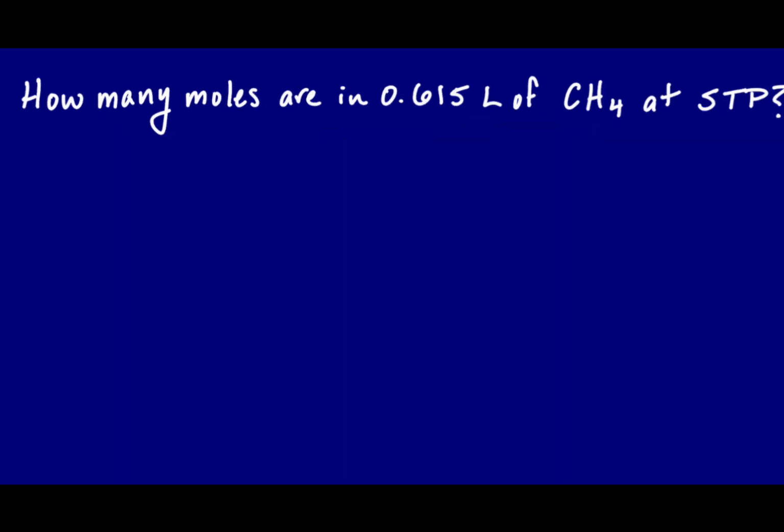Let's take a look at our last one-step conversion here. So our given value is going to be 0.615 liters of CH4 at STP, and we're looking to find the units of moles. So we have standard conditions for temperature and pressure, which allows us to use molar volume, so we're able to go from liters to moles using molar volume.